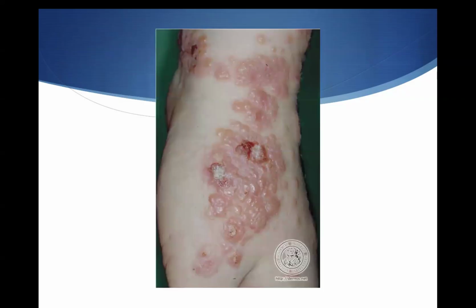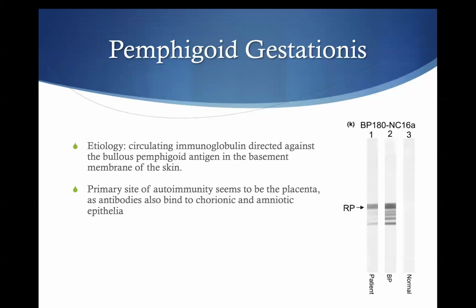Next slide. So confluent blebs, bullae, often erosive lesions. And the etiology is thought to be due to circulating antibodies that are directed against the bullous pemphigoid antigen in the basement membrane of the skin. It's thought that perhaps the primary site of autoimmunity is the placenta, as these antibodies also bind to chorionic and amniotic epithelia.